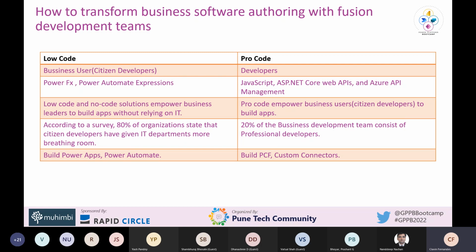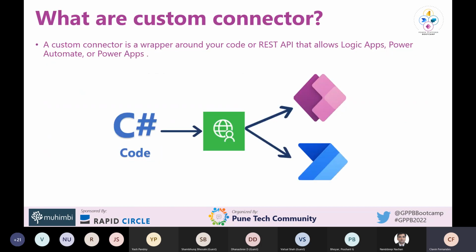Now, only 20% are pro developers. This is the core IT team, right? Pro code means the IT team. So these are professional developers. Now, what do low code developers do? They build Power Apps and Power Automate. What do pro developers do? They build PCF components or custom connectors and so on.